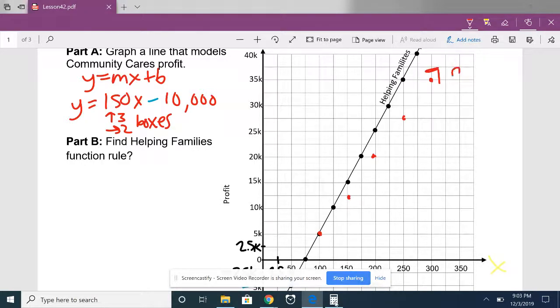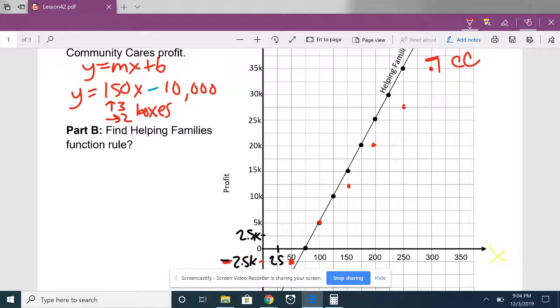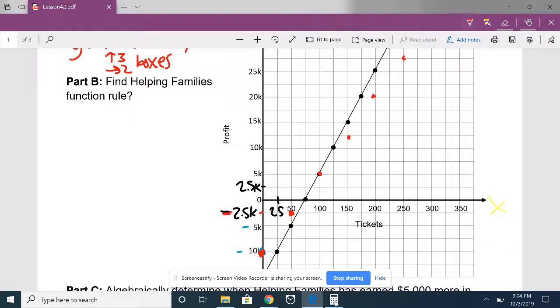I'm going to label this Community Cares, so CC, and connect these points. It's going to be tough to draw a straight line. All right, let's try it. No, it's ugly. I'm not going to focus too much time on trying to draw a straight line, since I don't have a straight line function on this software. Let's start down here.